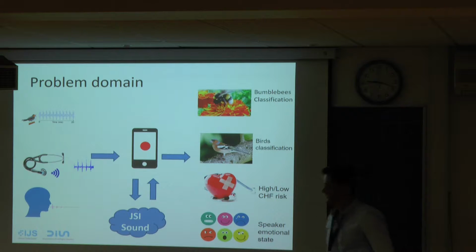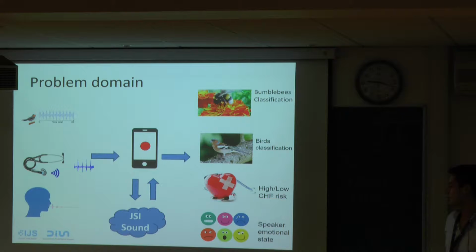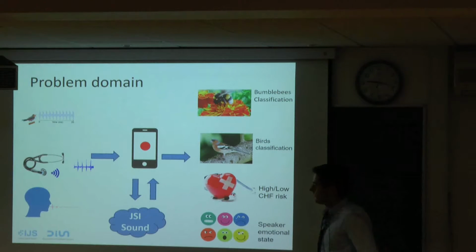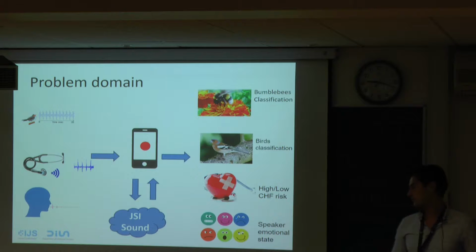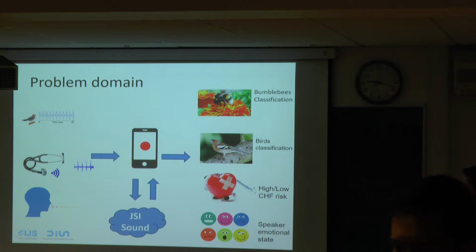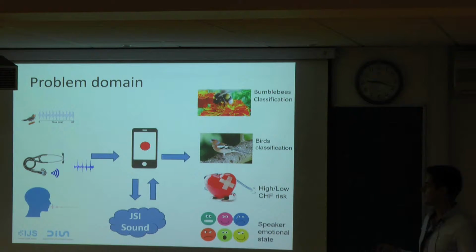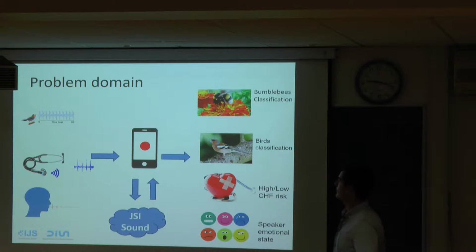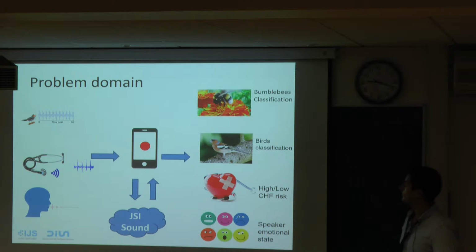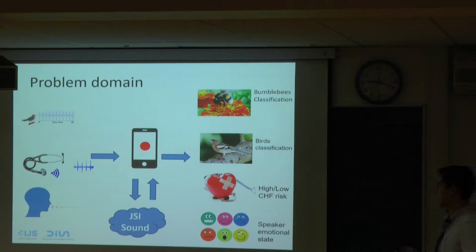So the idea here is, what can we do with these sounds? For that case, we have been working for several years on the platform JSON Sound for building machine learning models for recognizing types from this sound. So, for example, for bumblebee classification or bird classification, or recognizing whether the person recorded with a stethoscope has a chronic heart failure risk, or even recognizing human emotions from the speech.